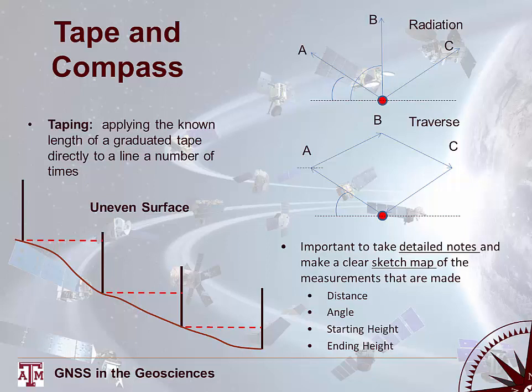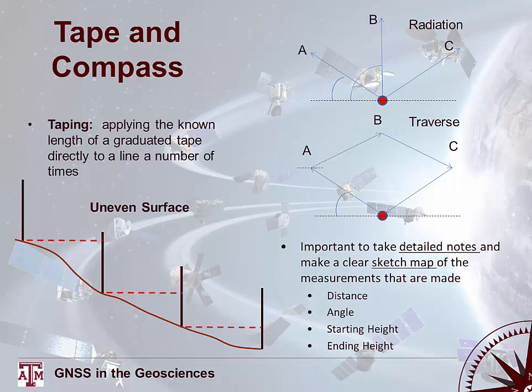So if you were, though, to survey an uneven surface using the tape and compass approach, you would need to keep detailed notes of the starting height and ending height of every survey line. Now this is used to reconstruct the elevation change from one point to the next when you're surveying.